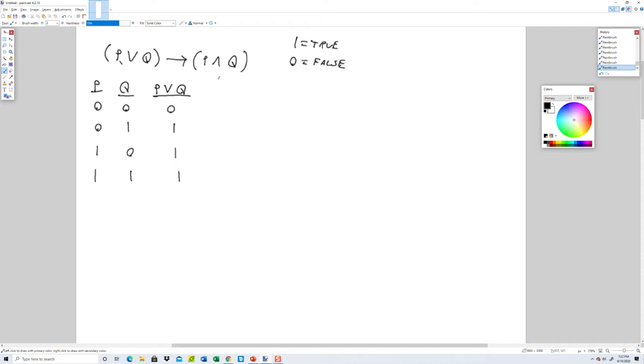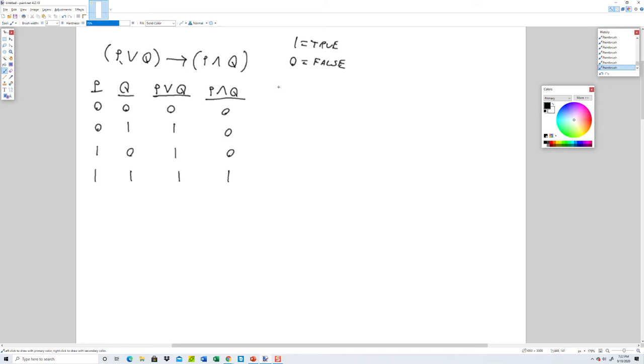Okay, so now we'll do what's inside this parentheses. P and Q, and you can think of this, it's not mathematical calculation, but it helps me to remember it. I think of this as just like multiplication. So the and I think is multiplication. 0 times 0 is 0. 0 times 1 is... let's try it again. 0 times 1 is 0. 1 times 0 is 0. 1 times 1 is 1.